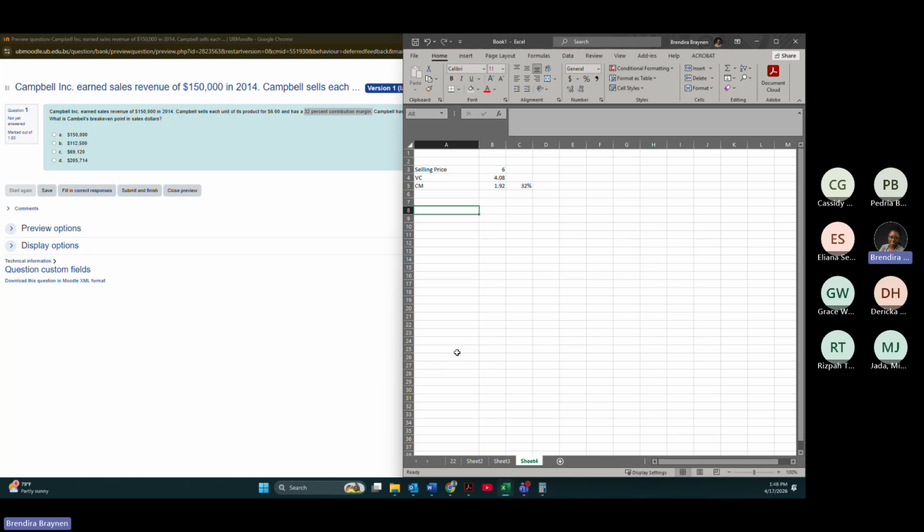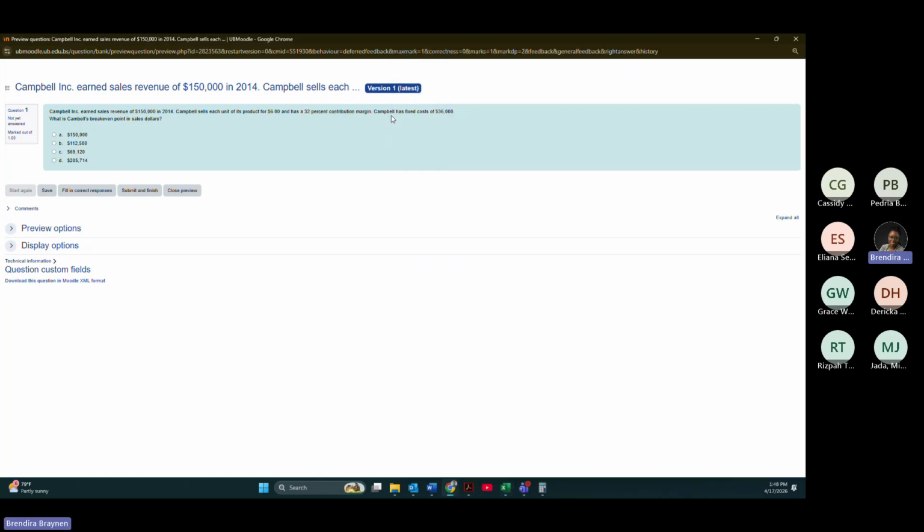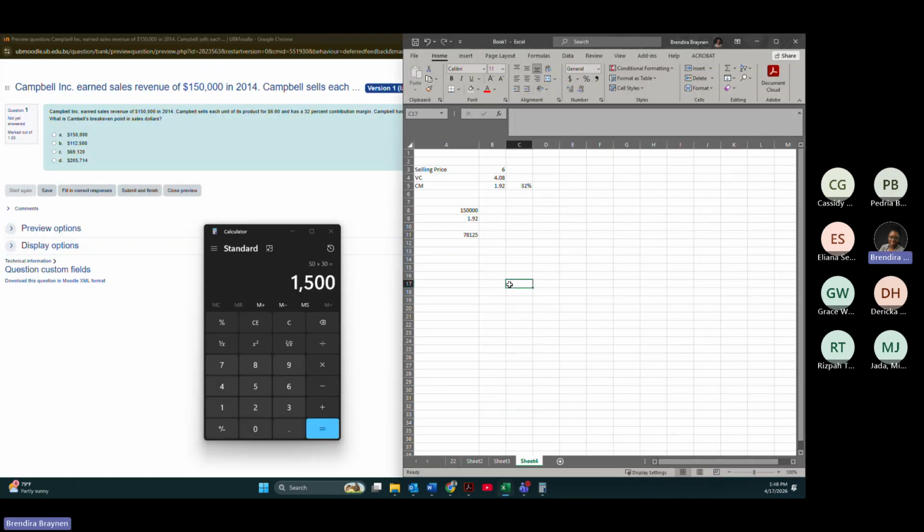So if I use the same formula, fixed costs, 150,000 divided by my contribution margin of 1.92, I should come back. I should be very close to something. Ooh, way off. Nope. What is the question? Oh, sorry. Fixed cost is 36,000. I missed that.